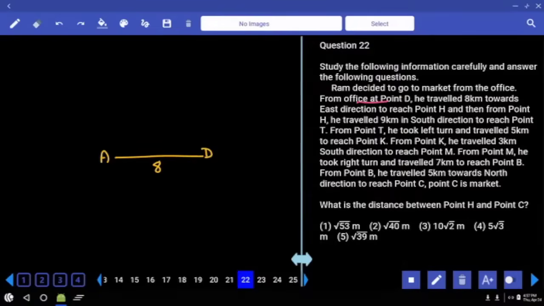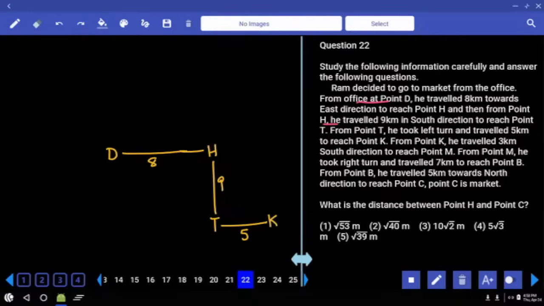Ram decided to go to the market from the office, which is at point D. From here, 8 kilometers towards the east to reach point H. From H, he traveled 9 kilometers south to reach point T. From T, he took a left turn and traveled 5 kilometers to reach point K.